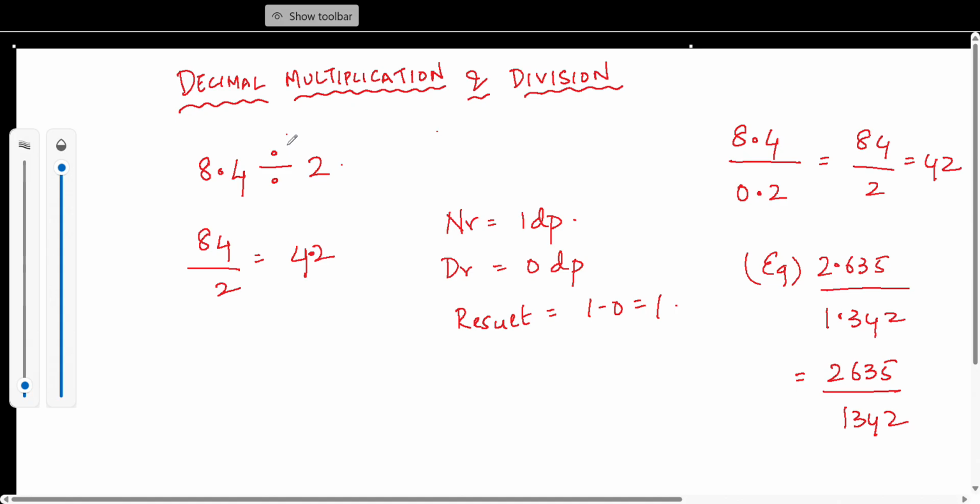Now what if I have 0.84 by 2. Here again 2 decimal places, 0 decimal places. Answer should have 2 decimal places. Now if I had 8.4 by 0.002.